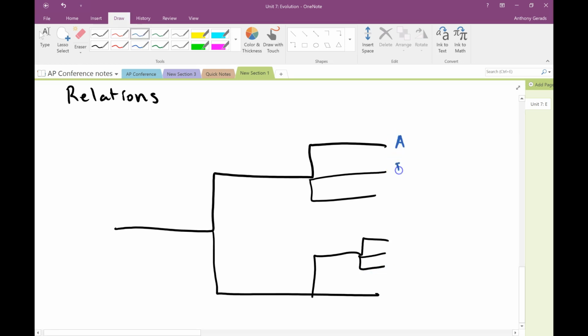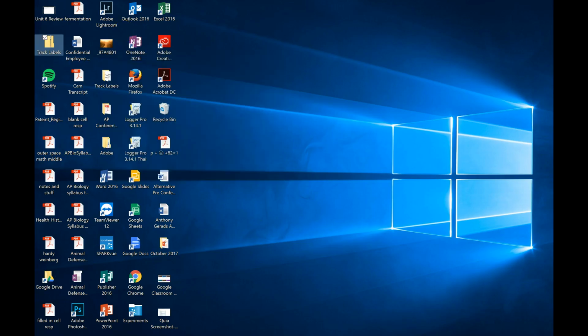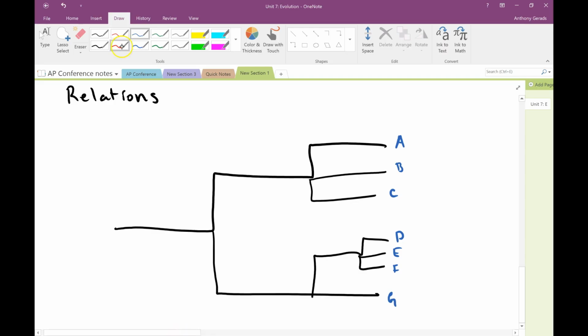Organism A, organism B, organism C, D, E, F, and G. And we're going to look at that common ancestor, that common ancestor, that common ancestor, and that common ancestor. And let's give them a number. 1, 2, 3, and 4.